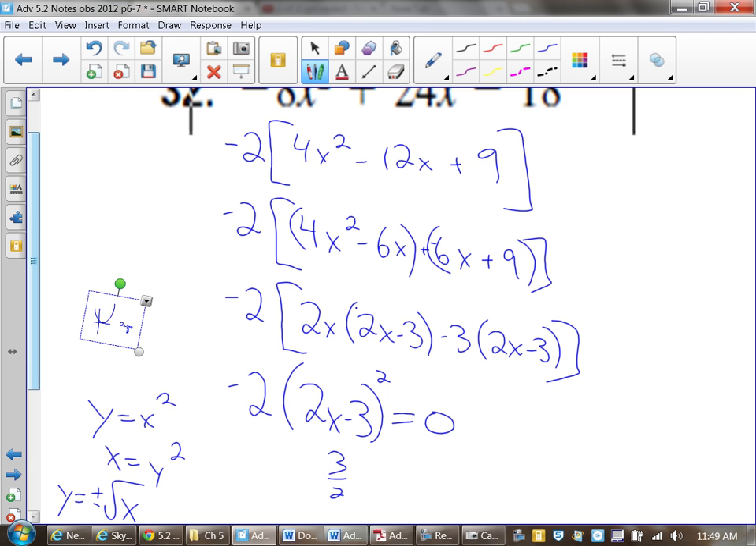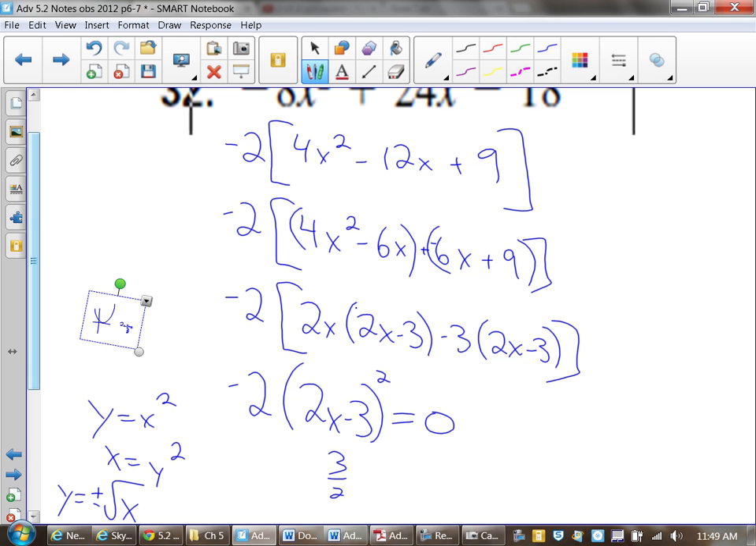Is 4 a perfect square? Yes. Is 9 a perfect square? See how the signs go negative, plus? That means it's the same term twice. What's the square root of 4? What's the square root of 9? So that's how that works.